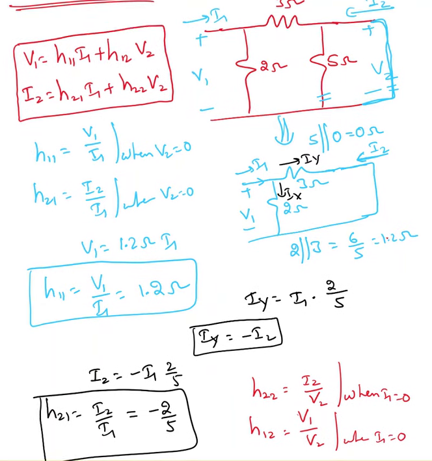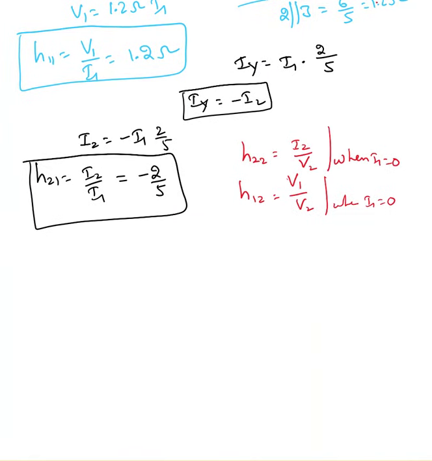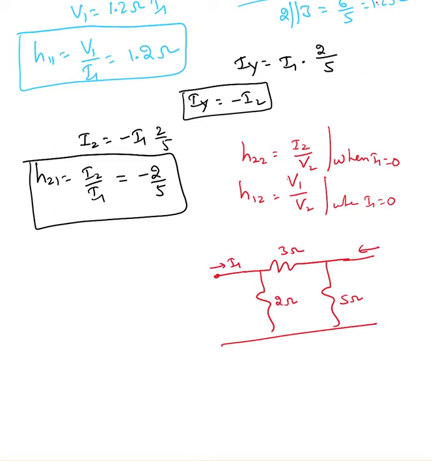Since i1 equals 0, it's an open circuit, so I'm going to keep the circuit as it is. This is the circuit we have. This is 5 ohm, 2 ohm, 3 ohm. Here is my i1, i2, plus and minus v1, plus and minus v2. Now my goal is finding h22, i2 over v2. So all I need is to come up with the relation between v1, v2 and i2.